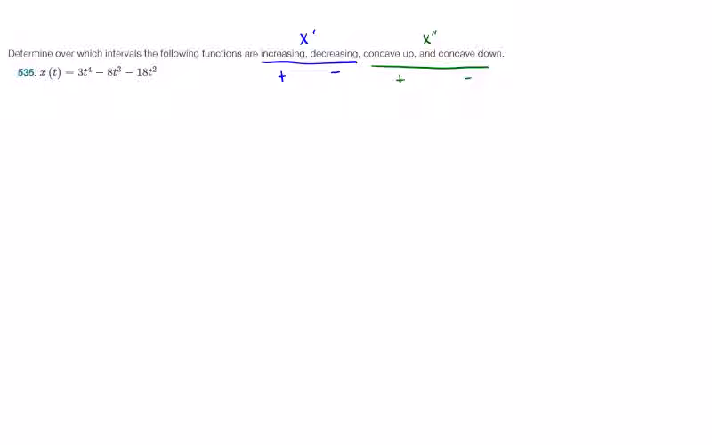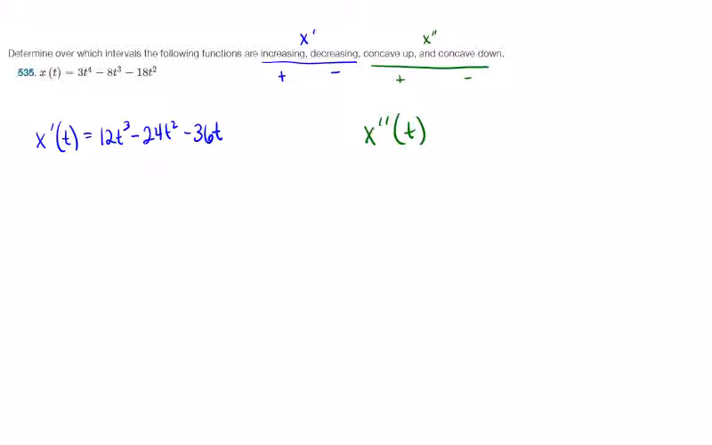Okay, so let's start by finding the first derivative of x of t. So x prime of t is going to be 4 times 3 is 12. Take away 1 from the exponent. Negative 8 times 3 is negative 24. Take away 1 from the exponent. And negative 18 times 2 is negative 36. Take away 1 from the exponent, right? More on that in a second.